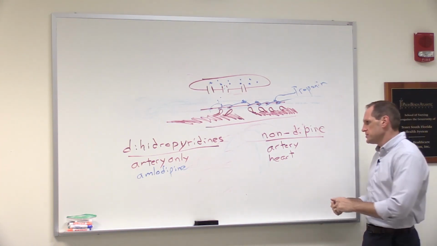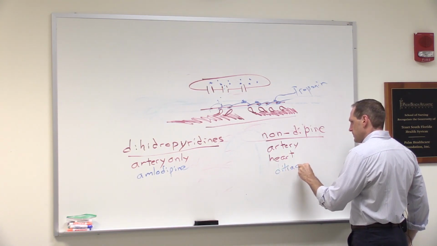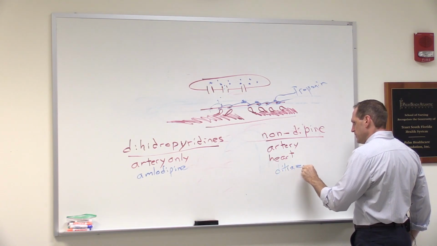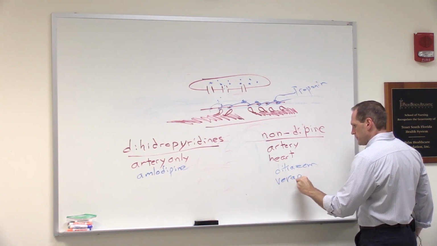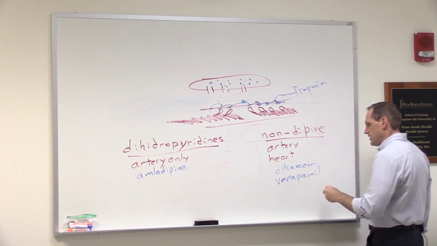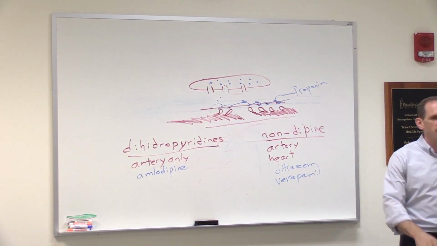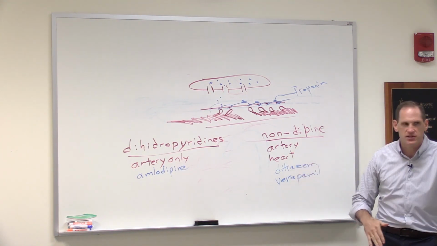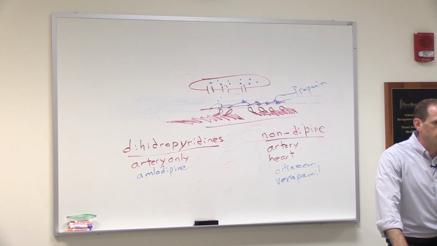Then the non-dipines, we've got diltiazem and verapamil. These drugs can affect both arteries and the heart. So they can cause vasodilation as well as decreased contractility and decreased conductivity. Any questions?